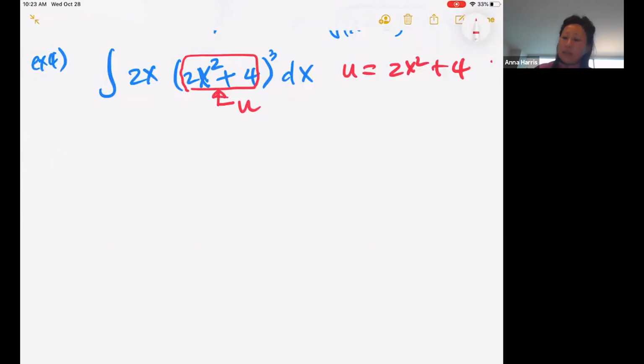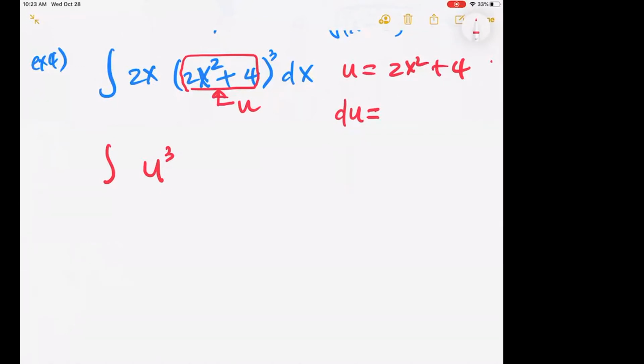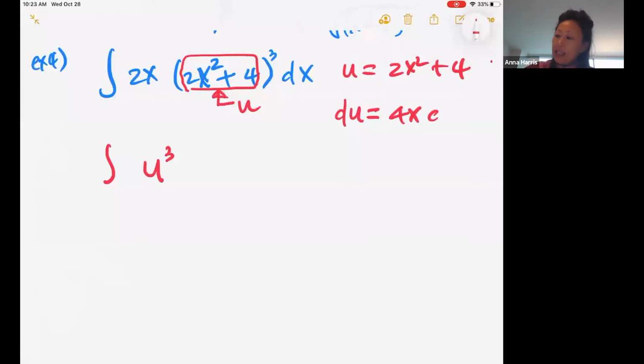All right. So far I have u to the 3rd. Okay, now what is my du? So du is what? Karin, are you here? Okay, Shalia, are you here? What is my du? 4x. 4x dx, right? The 2 times 2 gives me 4, 4x dx.